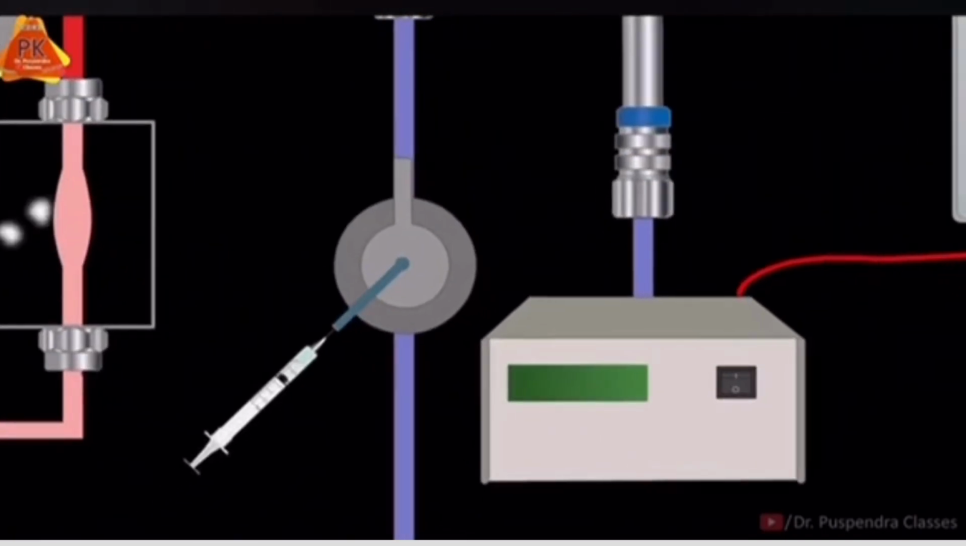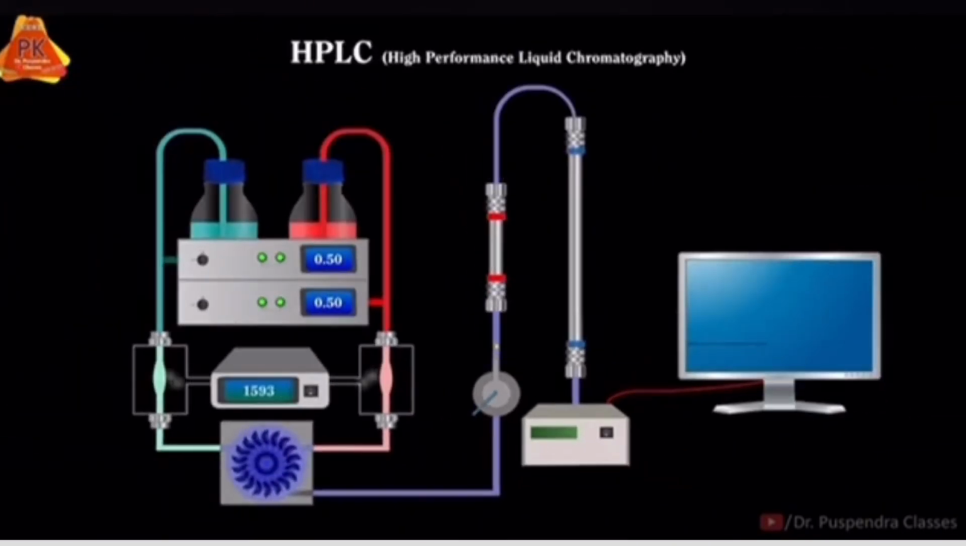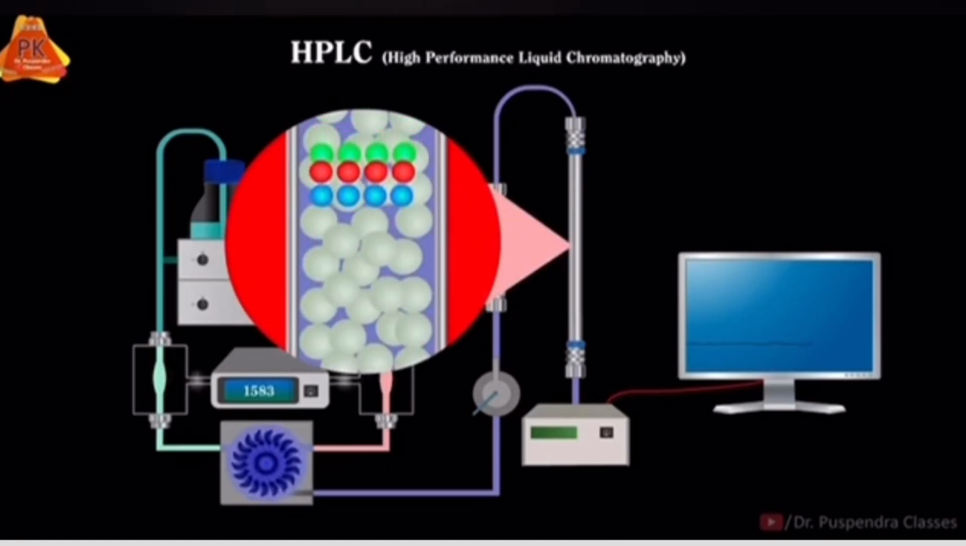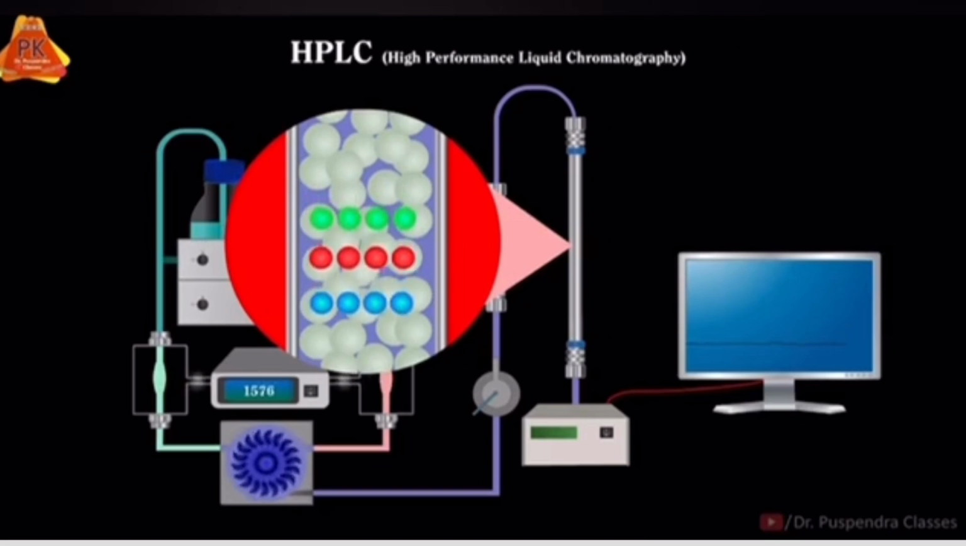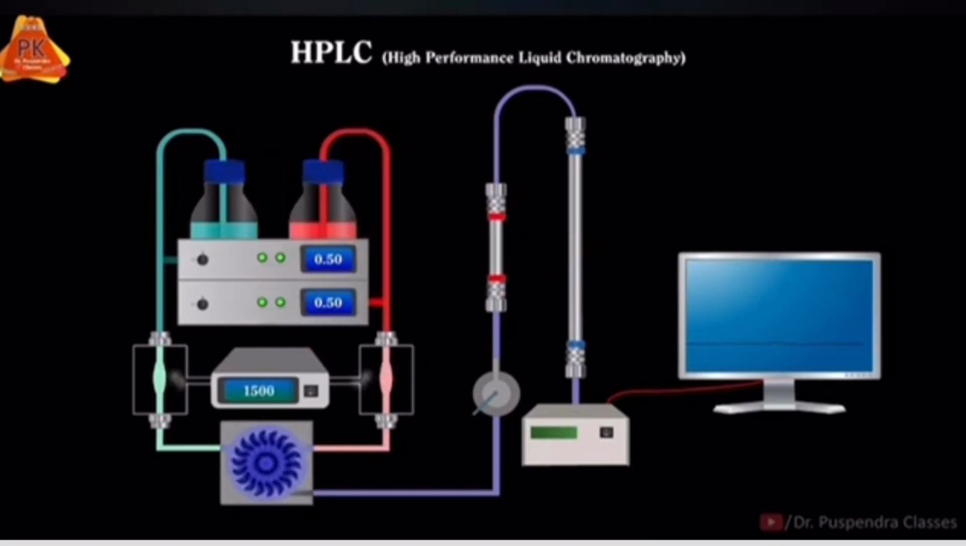Now we will inject the required amount of sample through the sample injector with the help of a micro syringe. After injecting the sample, it will pass through the guard column, then it will enter the analytical column, which contains the stationary phase. Due to the difference in affinity with the stationary phase, compounds present in the sample will be separated inside the column, reach the detector, and give signals in the detector.